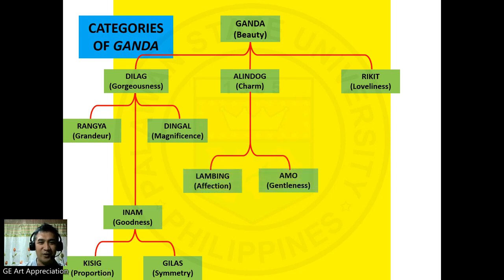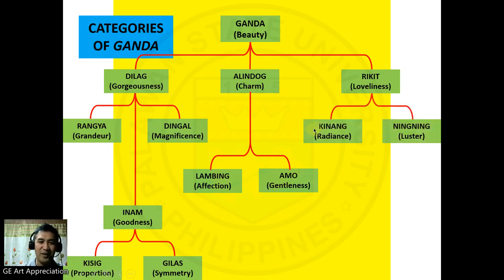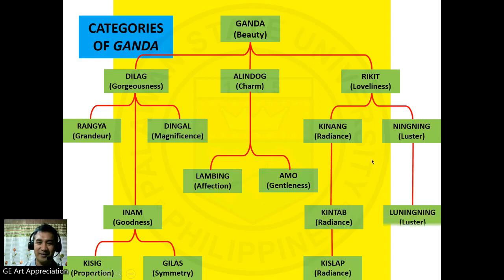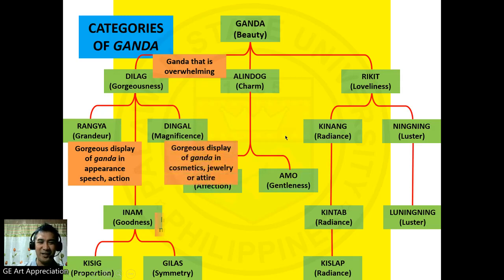Alindog, if you are maalindog, you are charming, no? Ikaw ay malambing, ikaw ay maamo, no? That's why mayroong mga maamo yung mukha. Meron din mga malalambing. And that is under the category of alindog, no? Ikaw ay malindog, ikaw ay ma-charming. Rikit, you are lovely. Under rikit, you are makinang, radiant, and ningning. So under makinang, meron pang kintab, no? Ikaw ay kumikintab, ikaw ay kumikislap, no? Luningning. So, iyan, ang dami nating mga categories of ganda. Nandyan yung mga explanation.